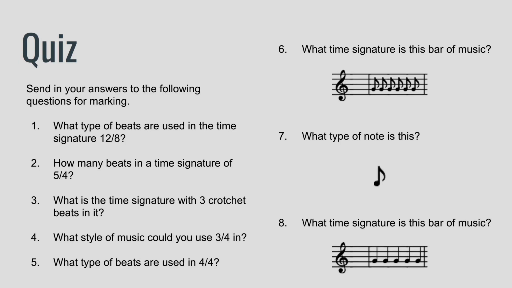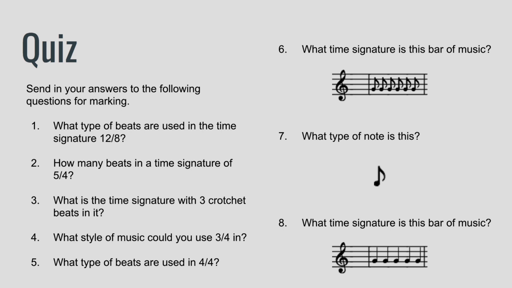You are nearly at the end of the course, and I have a small quiz for you. There's only 8 questions, and they should be fairly easy now that you understand everything about time signatures. Question number 1, what type of beats are used in the time signature 12/8? Question 2 is how many beats in a time signature of 5/4? Question 3, what is the time signature with 3 crotchet beats in it? Question 4, what style of music could you use 3/4 in? Now there's a few answers there and they're all correct.